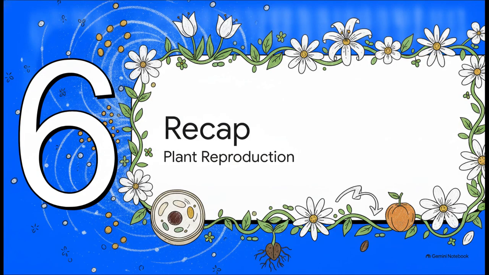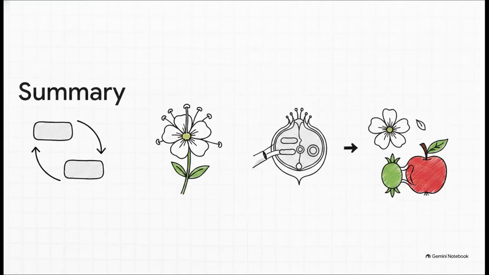Finally, let's jump into our recap of plant reproduction. So the crucial point here is that plant reproduction is highly dynamic. We've seen how plants cycle through the alternation of generations, shifting between those haploid gametophytes and diploid sporophytes. We mapped out the flower's anatomy, looking specifically at the male stamen and female pistil. We explored the brilliant process of double fertilization in angiosperms. And finally, we learned that after fertilization, the ovule becomes the seed while the ovary ripens into a fruit.